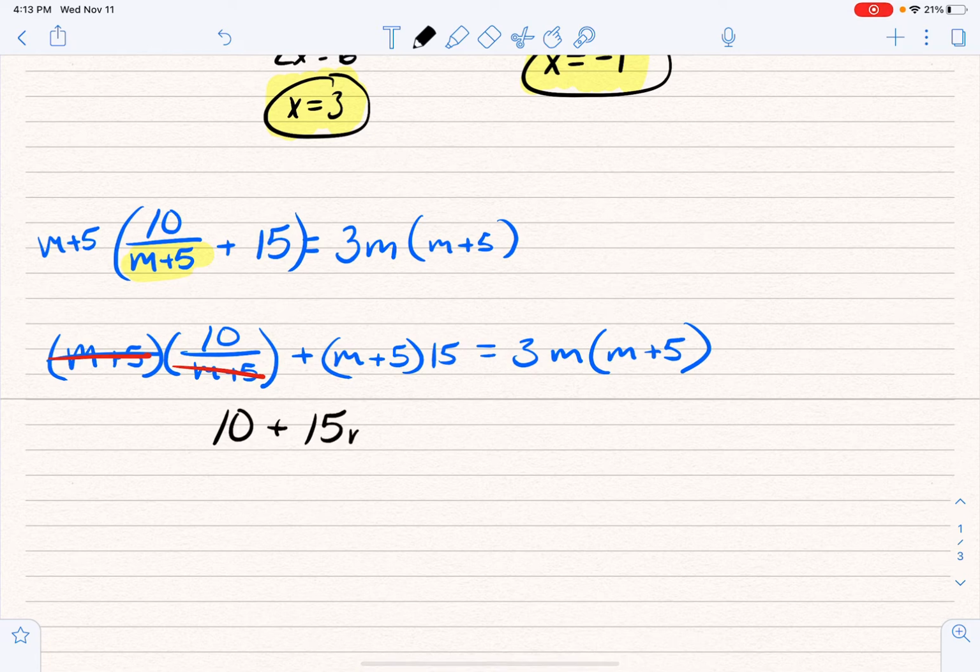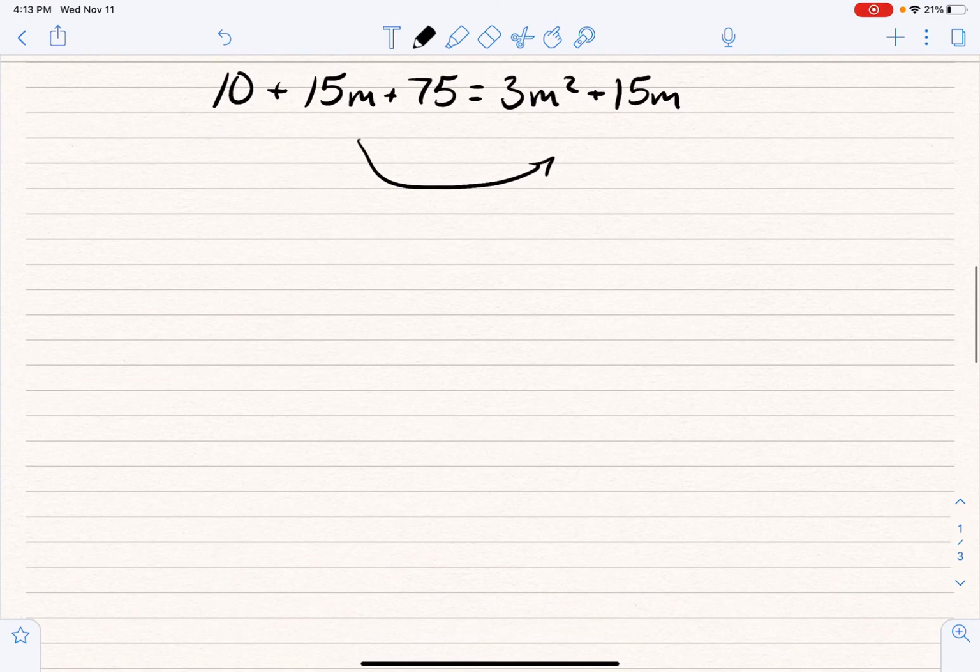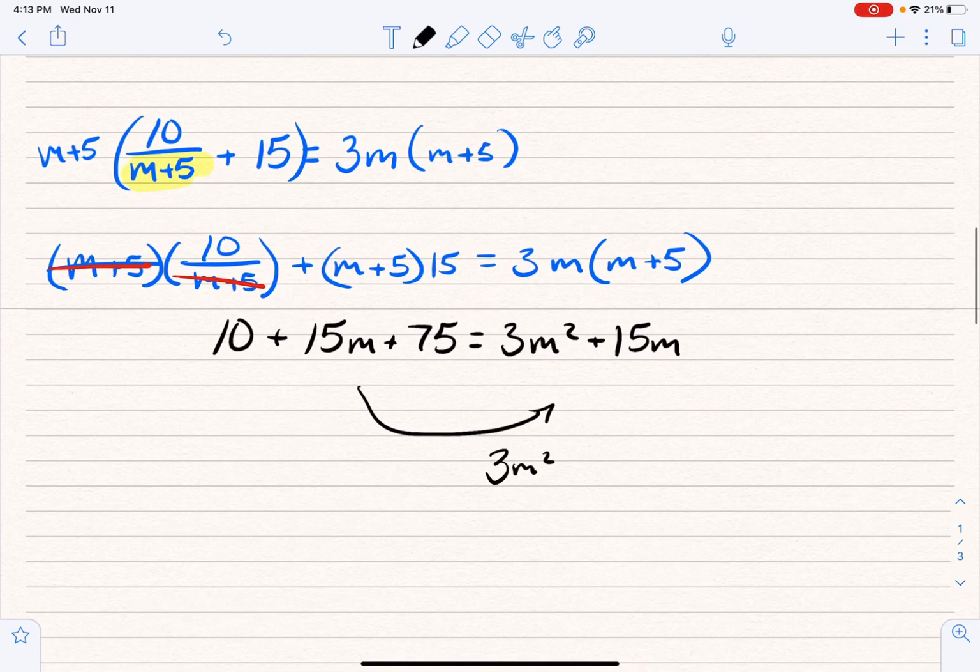You get 15m plus 15 times 5 is 75 equals 3m times m is 3m squared, and 3m times 5 is 15m. Okay, so I'm going to move everything to this side, and that's going to give me 3m squared. Now, I've got a positive 15m, but I'm subtracting 15m from both sides. I want to make sure that's right. 15m, yeah, and 15m. That's right.